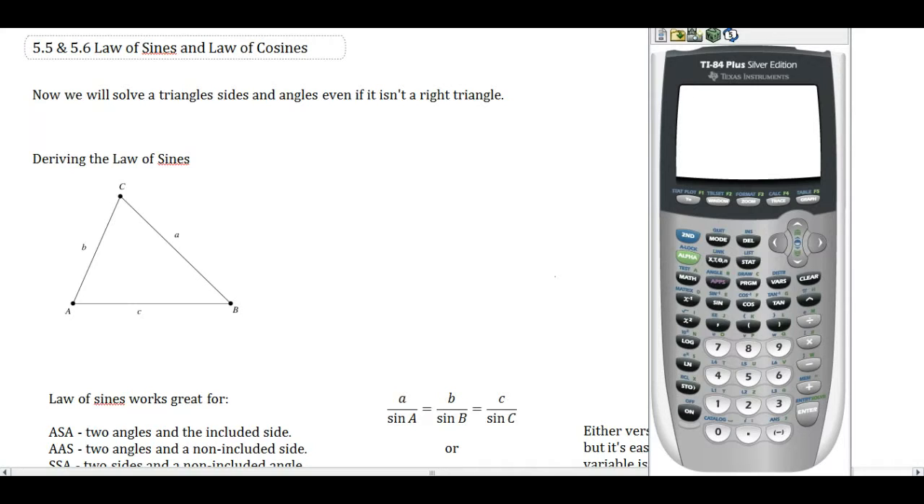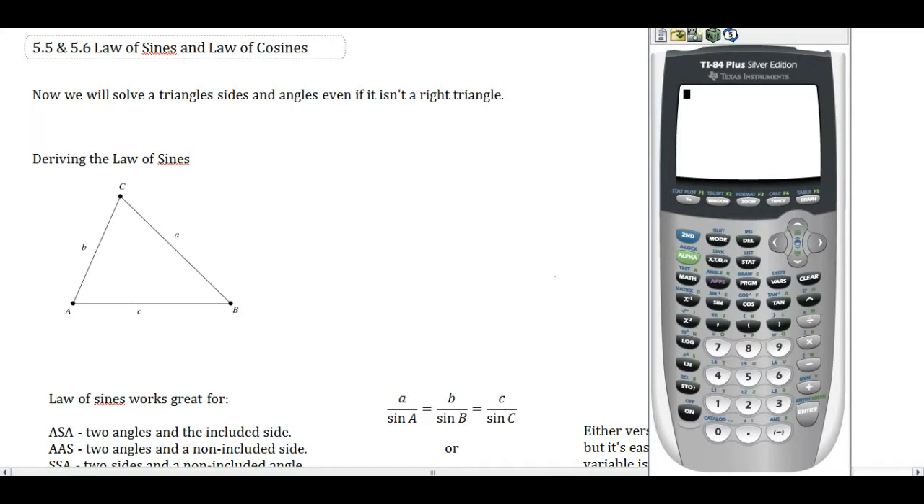We are going to do the law of sines and law of cosines. Last time I had to pound these into one day. Well, we're a little bit ahead, so I get to do just the law of sines today, and then tomorrow we'll do law of cosines. So even though your notes have both, I will only do one today.